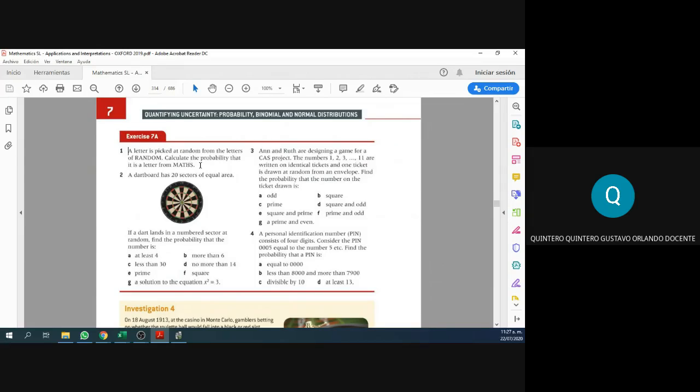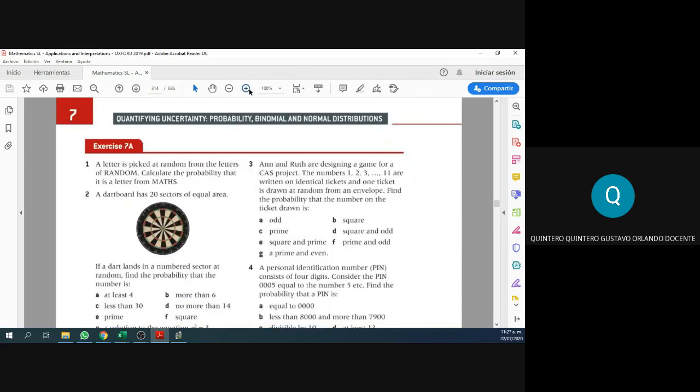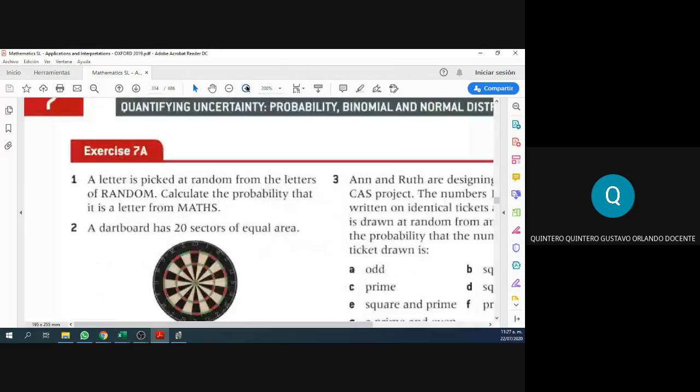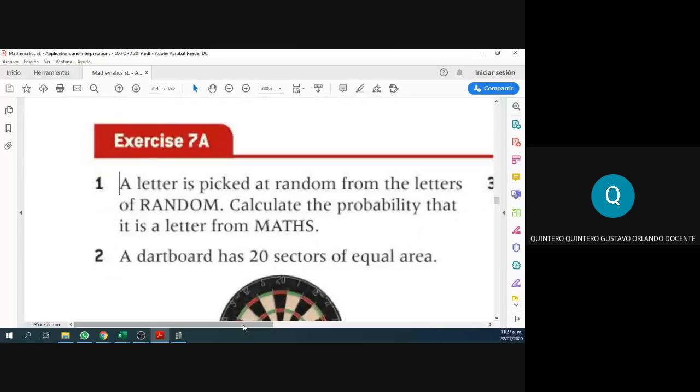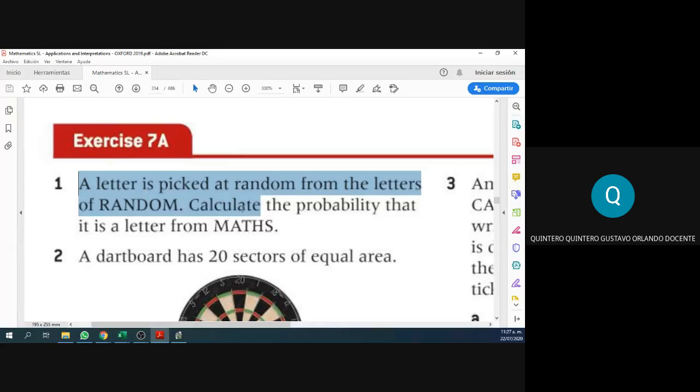Let's take a look at the first one. Let me increase this a little bit bigger. All right. Just number 1, this one, just number 1. All right. A letter is picked at random from the letters random. Calculate the probability that it is a letter from maths.